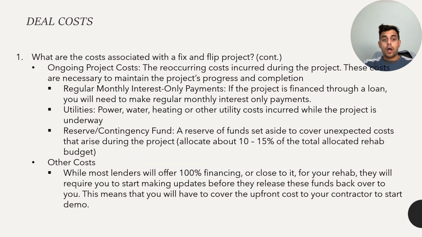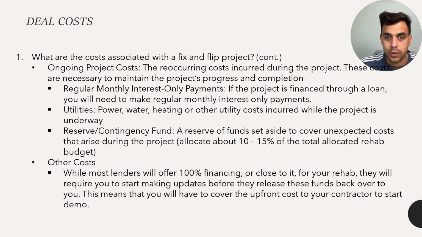Then the other costs. Okay, so you have ongoing costs as well, right? So, okay, cash to close, great. You paid 20 to 28% of purchase, good. You bought the deal, great. Now what? You're going to have ongoing costs, right? So your regular monthly interest-only payments. If the property is financed through a loan, which starting off it most likely will be, you will need to make regular monthly interest-only payments, okay?